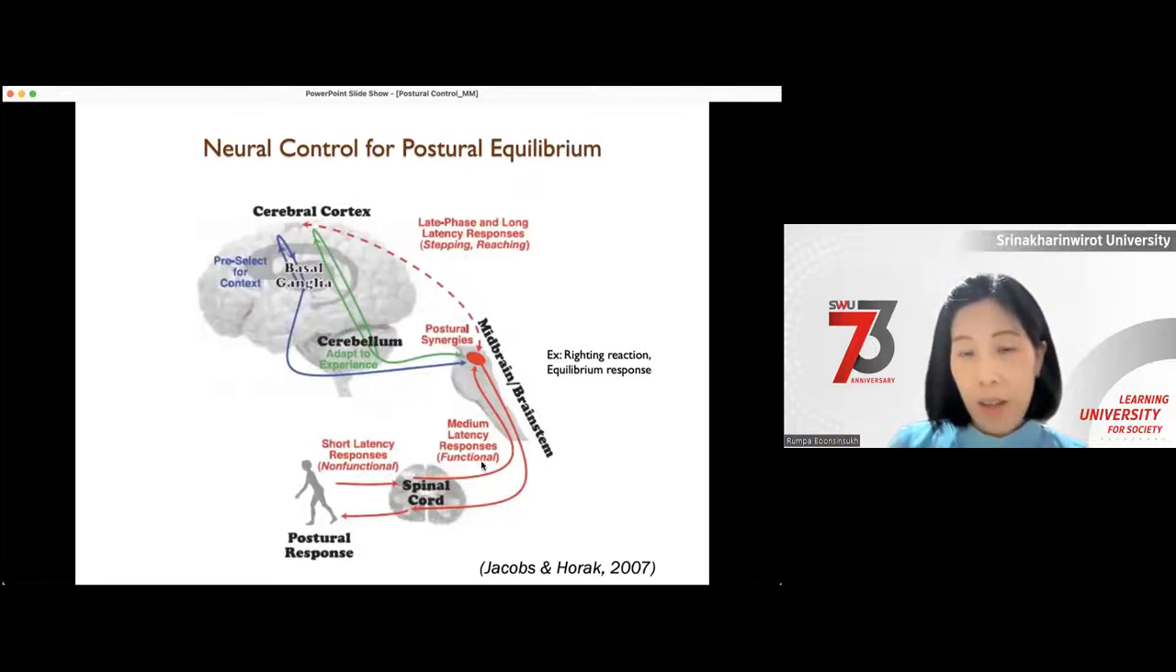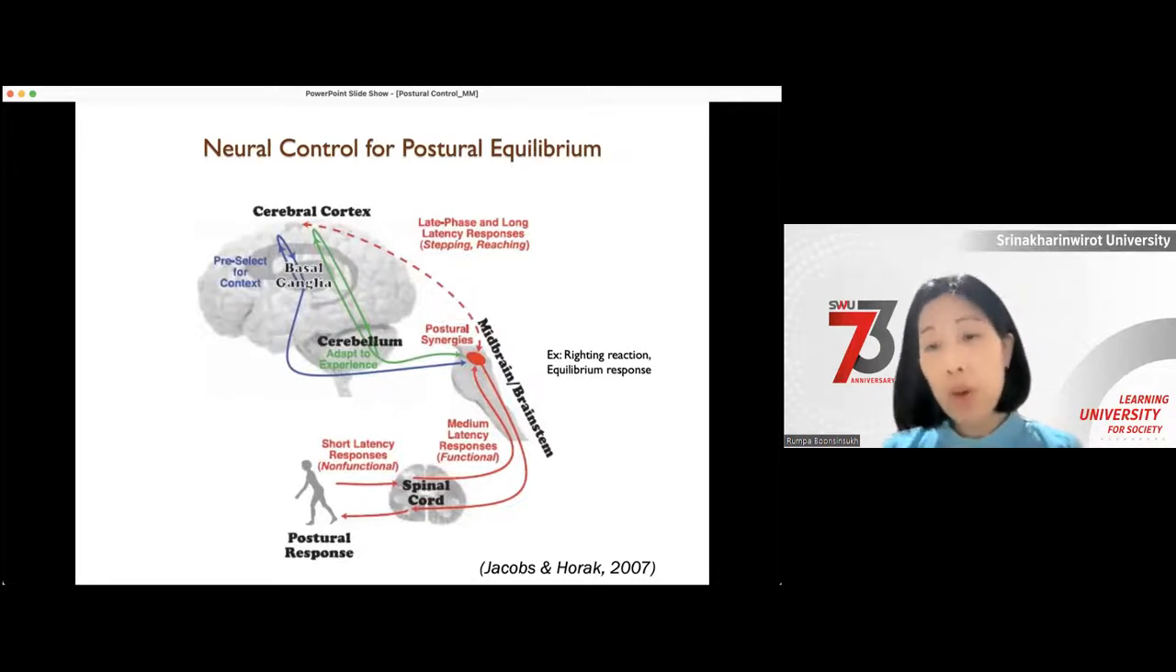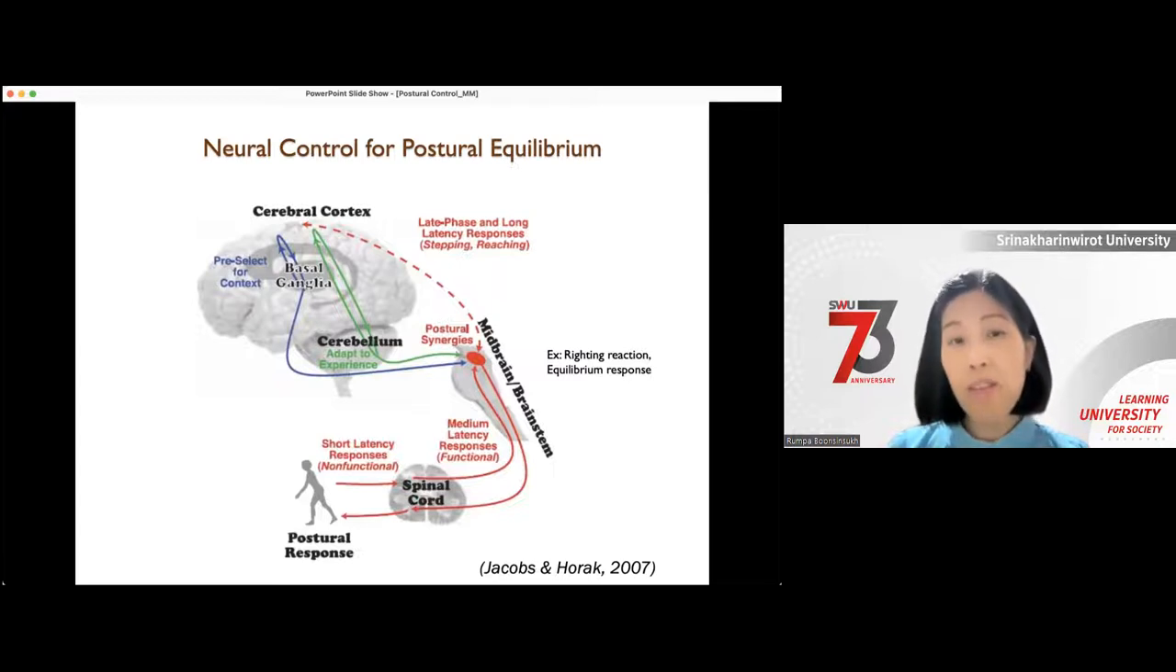With the brainstem, it has been known for a long time that it contains the control of righting reactions and equilibrium responses, which trigger responses very fast when you have lost your balance. So in the brainstem, there is a circuit that controls the equilibrium response. This circuit can be triggered very fast. It is not under voluntary control.